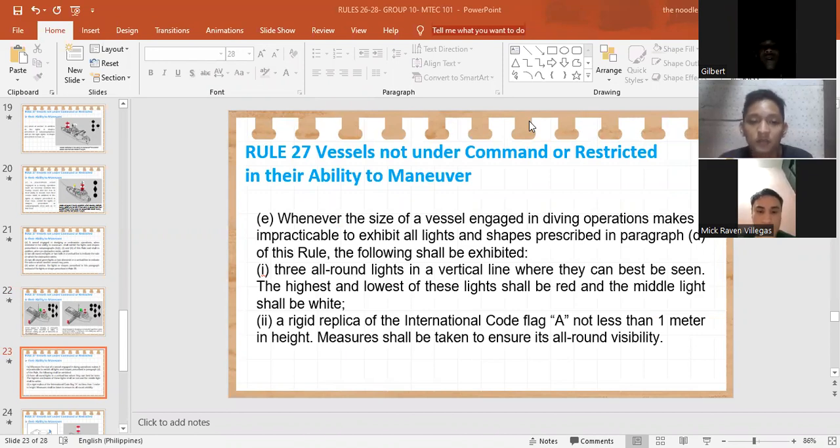Paragraph E: whenever the size of a vessel engaged in diving operation makes it impracticable to exhibit all lights and shapes prescribed in paragraph D of this rule, the following shall be exhibited. 1. Three all-round lights in a vertical line where they can best be seen. The highest and lowest of these lights shall be red and the middle light shall be white. 2. A rigid replica of the international code flag A not less than 1 meter in height. Measures shall be taken to ensure its all-round visibility.